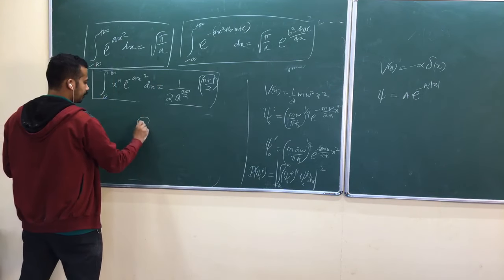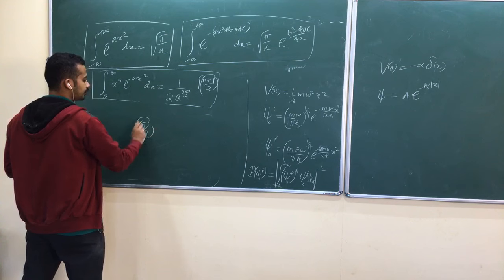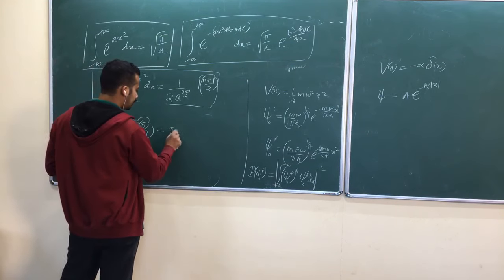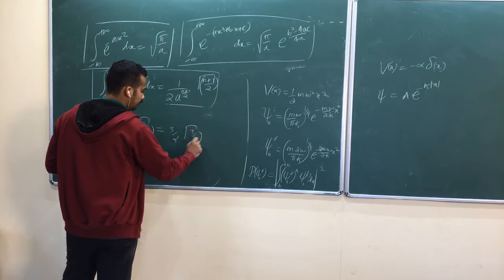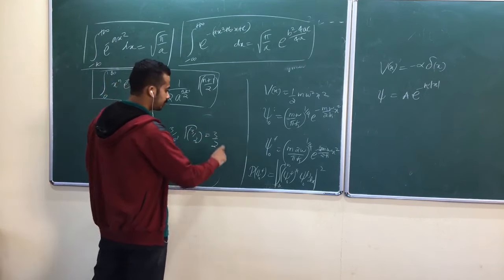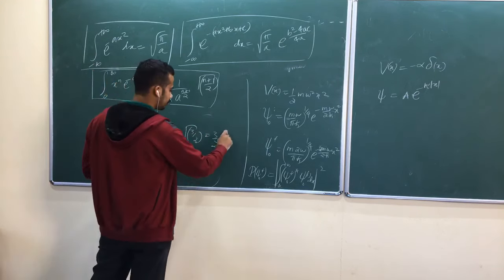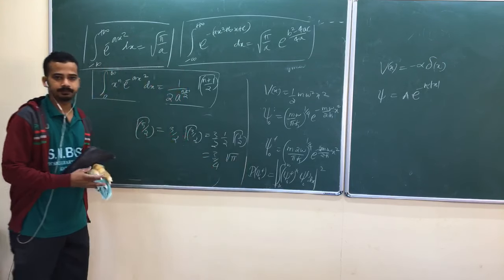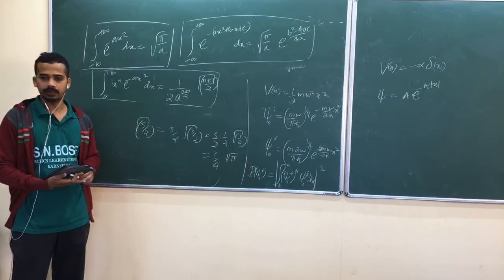I hope you remember this one. Suppose gamma of 5 by 2 comes here. Then what you have to do? Gamma n is n minus 1 gamma n minus 1. 3 by 2, gamma 3 by 2. Is that okay? So then 3 by 2. What is gamma of 3 by 2? n minus 1 gamma n minus 1. 1 by 2, gamma 1 by 2. Is that okay? That is equal to 3 by 4. What is gamma of 1 by 2? Root pi. Okay? I hope you can reduce that one.